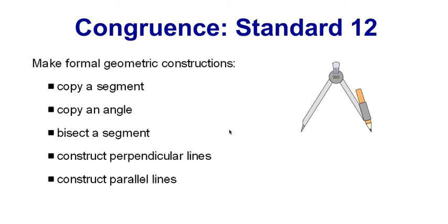Welcome. In this video, we'll look at Congruence Standard 12 from the Common Core Standards for geometry students in high school. The standard here is to make these 5 geometric constructions using a variety of tools. In this video, we'll focus on how to copy an angle using a compass.